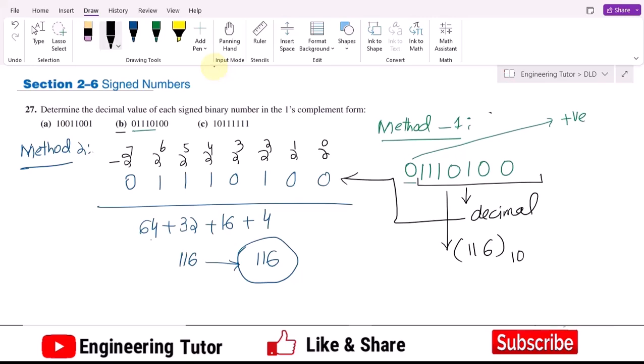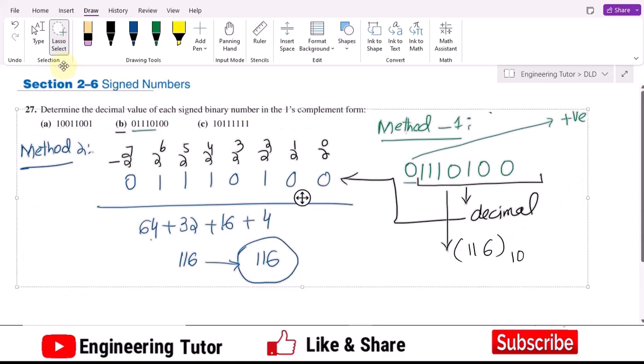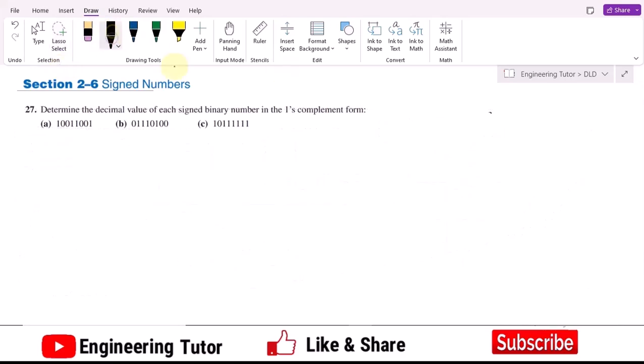Similarly, let me talk about the last part of our question. The last part of our question is this one, and let us solve it by using method number 2 again. So the question here is 1 0 and all the 1's. Here I am going to follow method number 1.